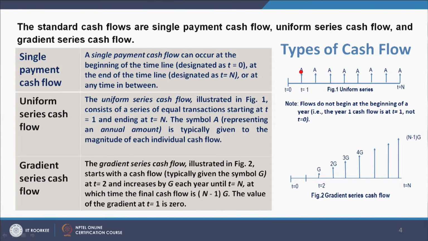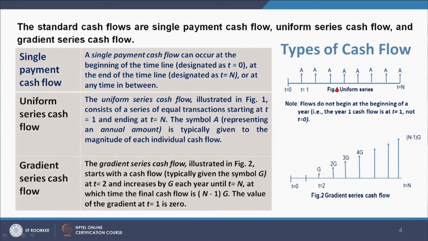Single payment cash flow. A single payment cash flow can occur at the beginning of the time line designated as t equal to 0, at the end of the timeline designated t is equal to n or at any time in between. Here we see that at t equal to 1 there is a cash flow, at t equal to 2 also there is a cash flow. So, this is a uniform series cash flow, but this is not a single payment cash flow. In a single payment cash flow, in any one of these places there will be a cash flow.